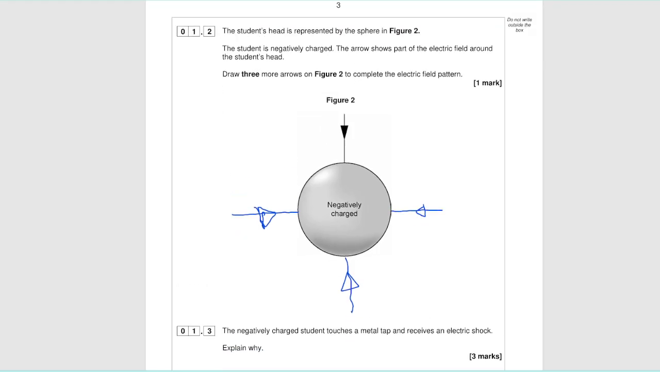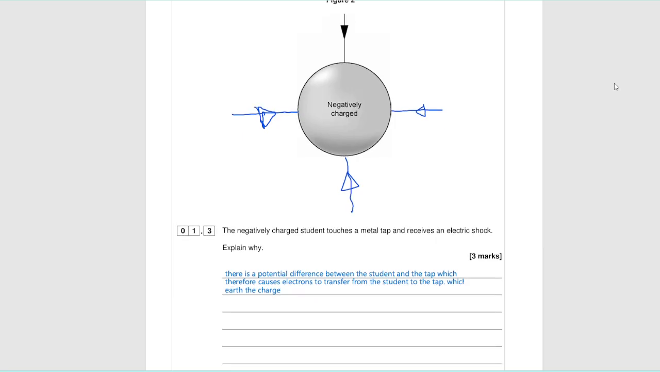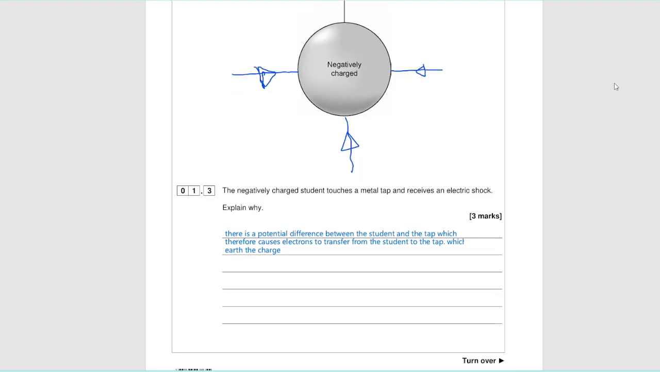Then we're asked why the negatively charged student touches a metal tap and receives an electric shock. What happens is that because the student is negatively charged, from the electrons from the carpet, there is a potential difference between the student and the tap, which is not charged. This causes the electrons to transfer from the student to the tap, which earths the charge, electrocuting them.